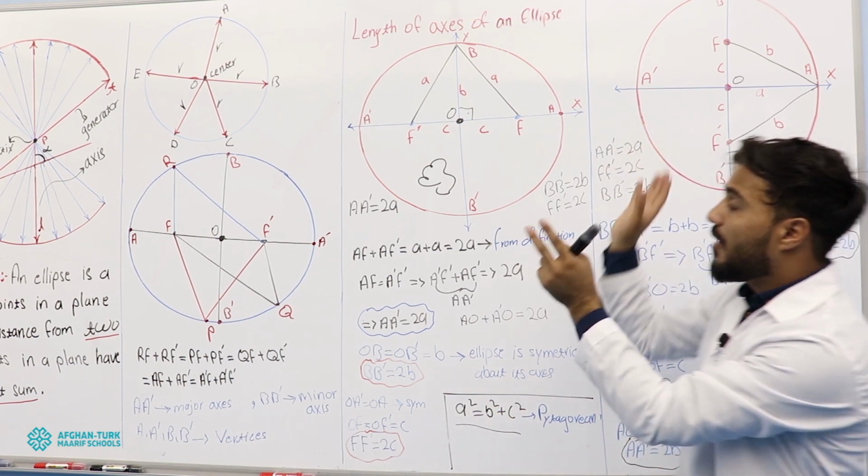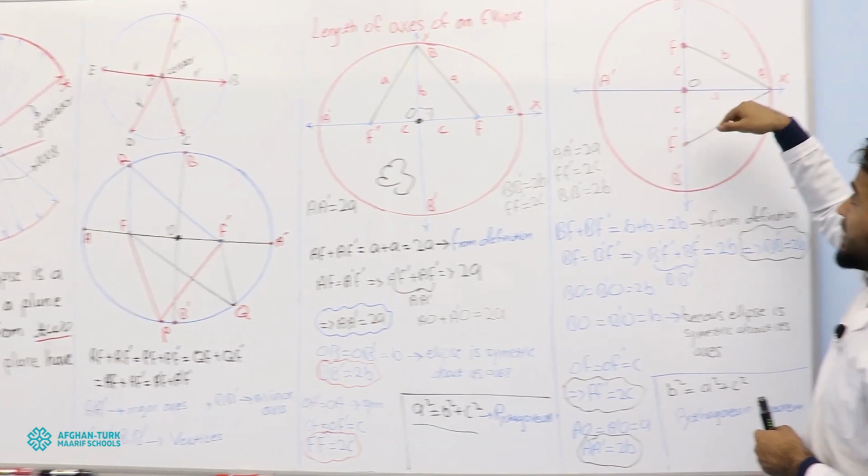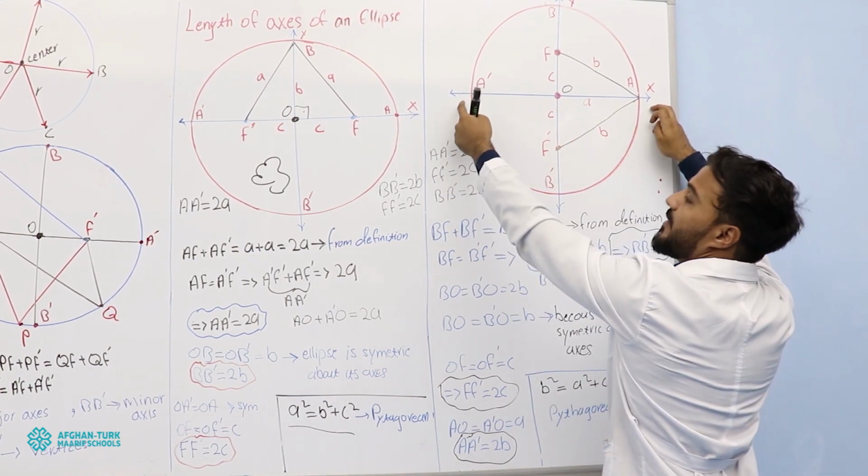Also, when our ellipse lies on the vertical axis, at that time also AA prime is equal to 2a. Here BB prime is minor axis.